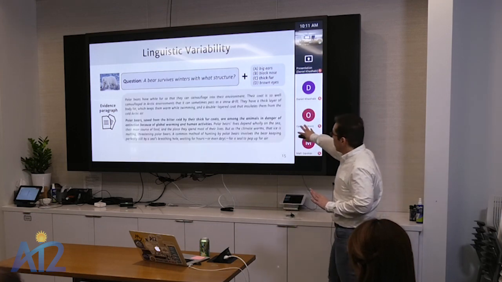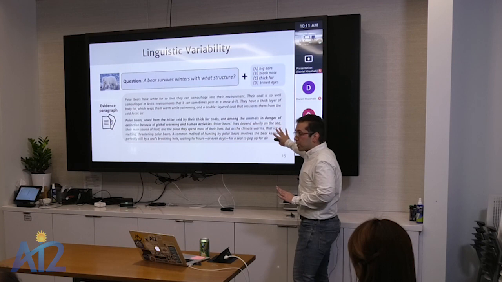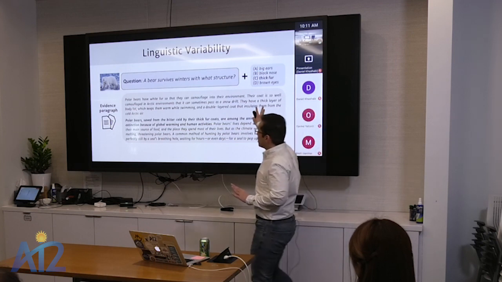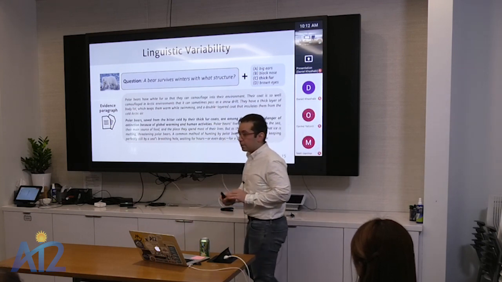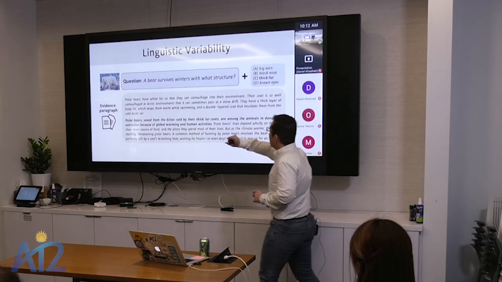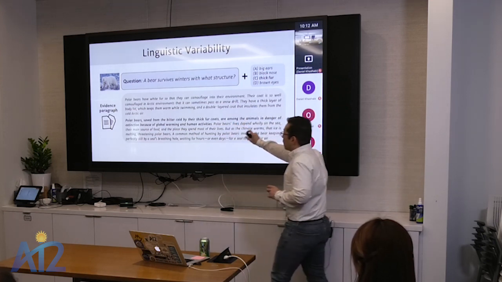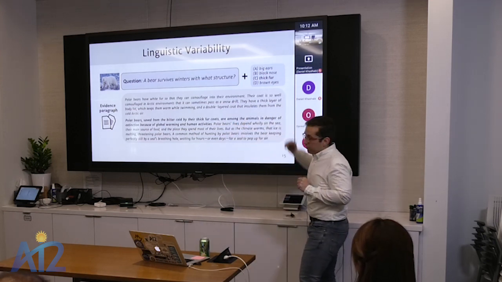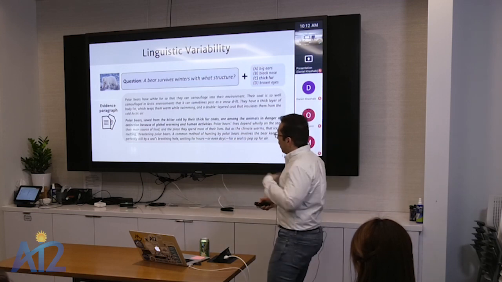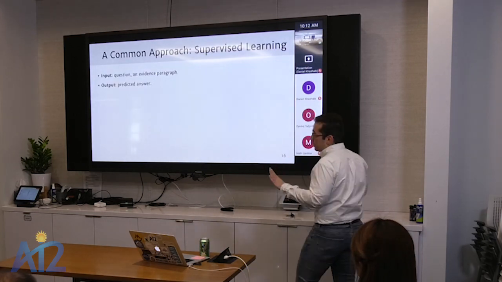And this is not just the whole evidence. This is part of a much bigger paragraph, which talks about, in general, something about these polar bears, right? And your system has to discover where is the right sentence and what part of it answers the given query. How do people usually deal with this?